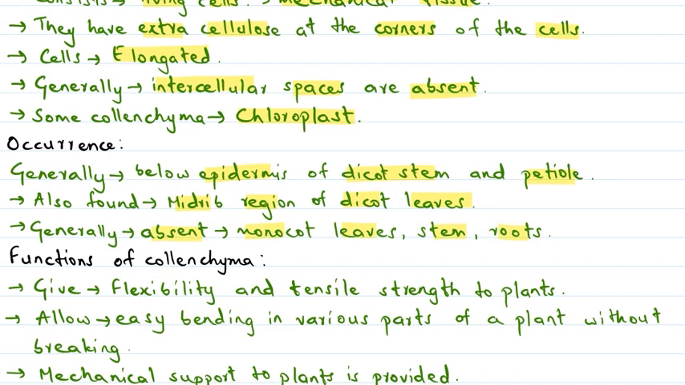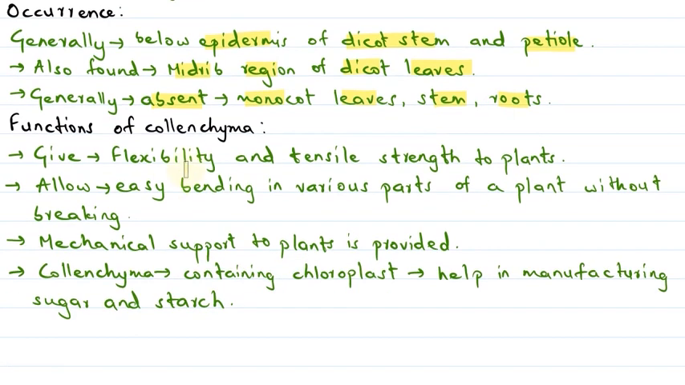Then we discussed the functions of Collenchyma. This Collenchyma tissue usually gives flexibility and tensile strength to the plants. By this flexibility and tensile strength, it becomes easy for different parts of the plants to bend, and this bending doesn't cause breaking. So the ability of various parts of the plants to bend without breaking is the property provided by Collenchyma tissue. Since Collenchyma is a mechanical tissue, as we had already discussed, it provides mechanical support to the plants.